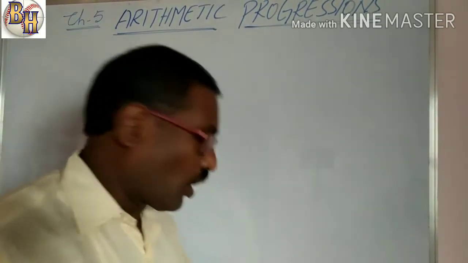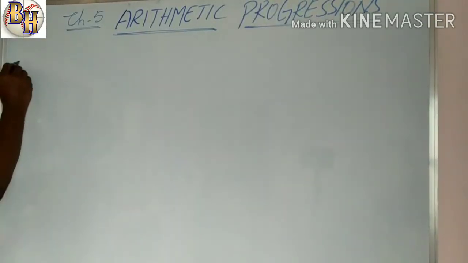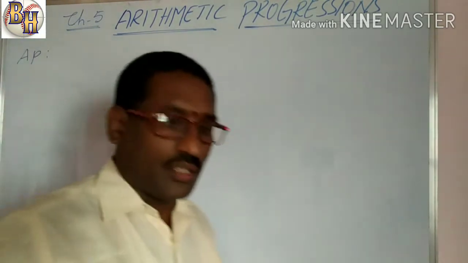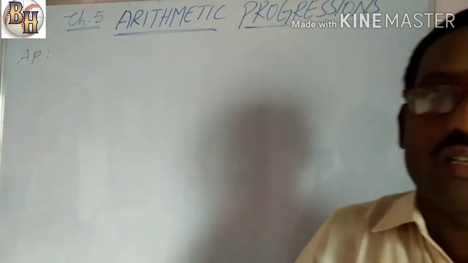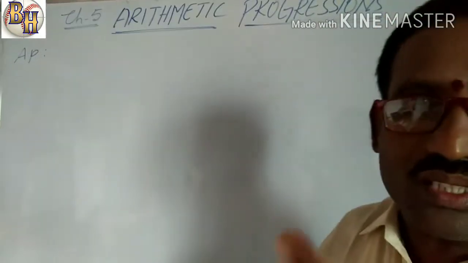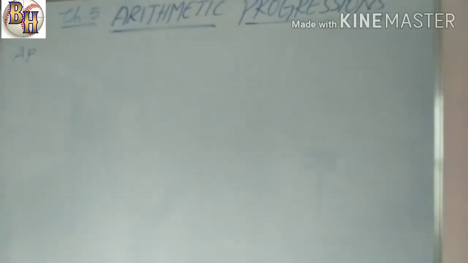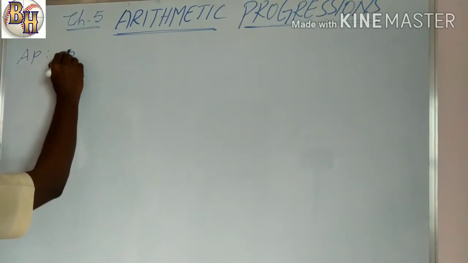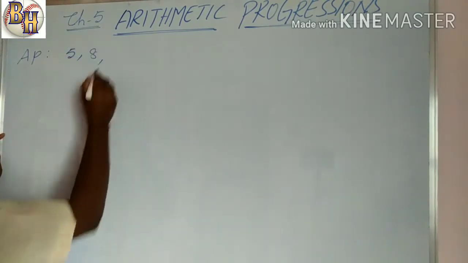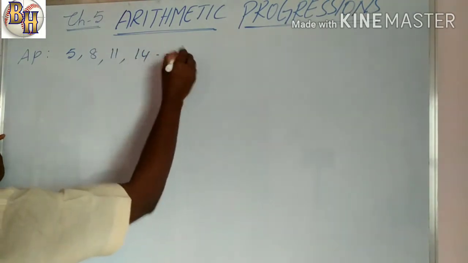Now, what is arithmetic progression? We already discussed AP. Arithmetic progression means except the first term, the difference between two consecutive terms is the same. That is called arithmetic progression. For example, you can take 5, you can take any number, 8, next 11, and 14, and so on.